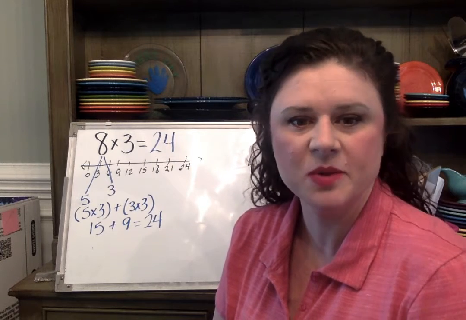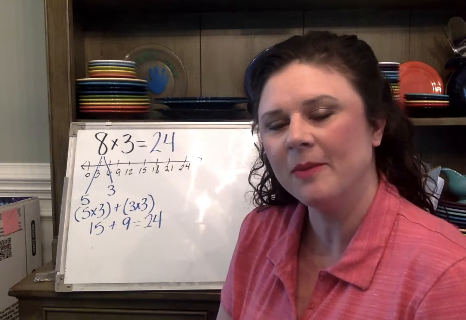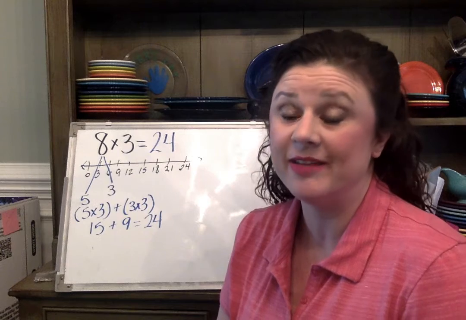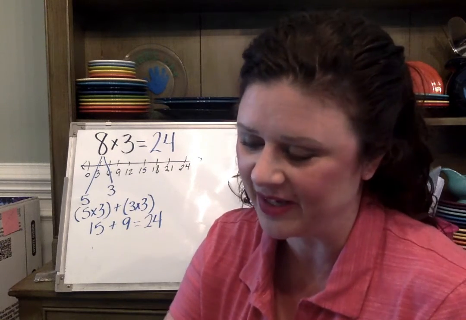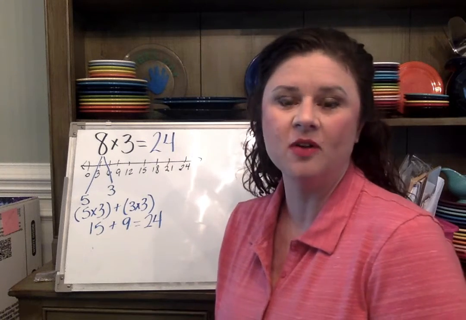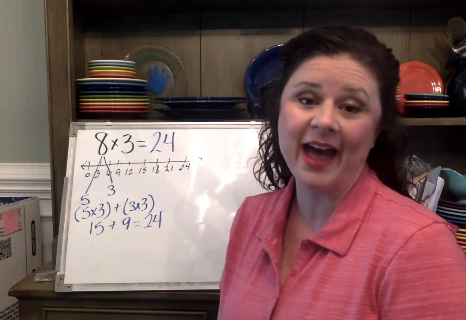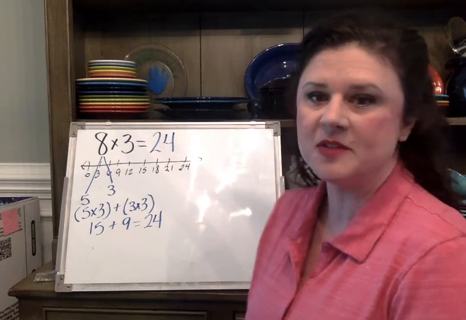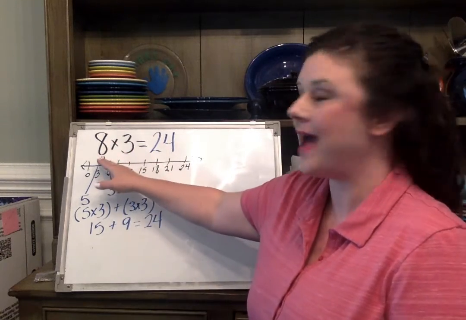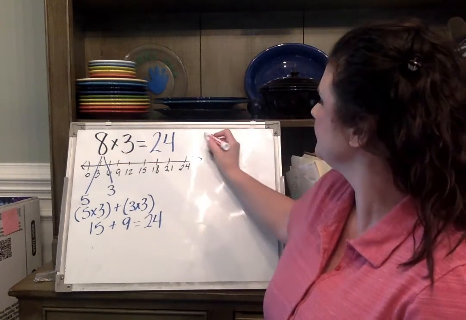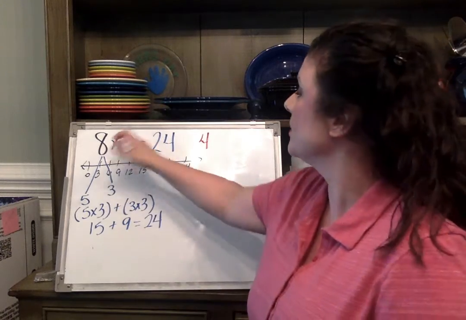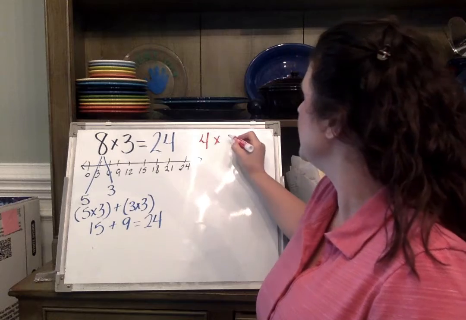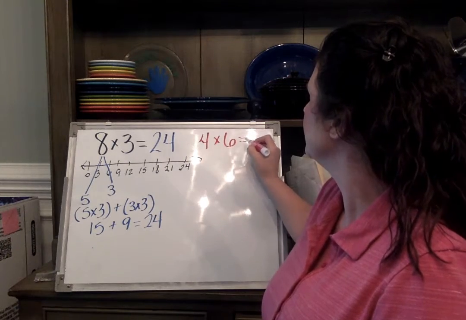Now, if you think back to when we were in school, one of our partner math assignments had a very efficient strategy that we were working toward. We hadn't gotten there yet. And that strategy was called doubling and halving. So when we're multiplying, if we half one number, half of 8 is 4, then we're going to double the other number. And if we double 3, we get 6.